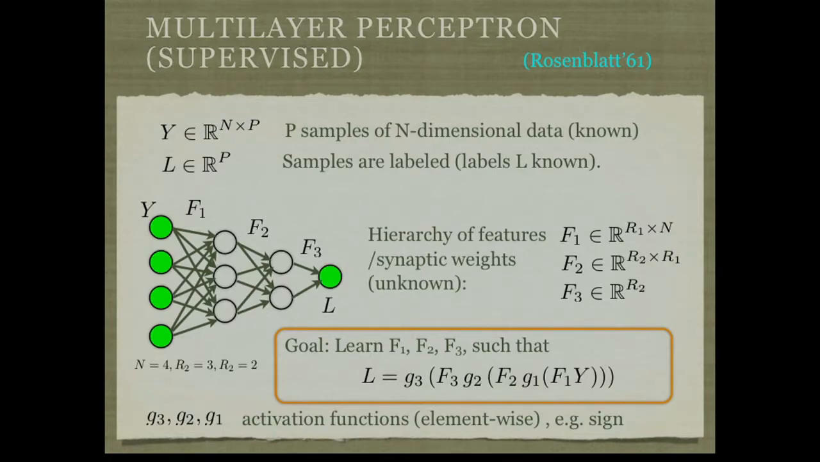And what people got very good at in the past, say, 10 years, is that we have really good algorithms to actually, given the data and given the labels, learn the hierarchy of the features, F1, F2, F3, etc., such that the corresponding function works. So we do Y times F1, and then there is some activation function, usually some sigmoid, or some other function. So these would be these functions G1, G2, G3, etc. And so that's what people are very good at.